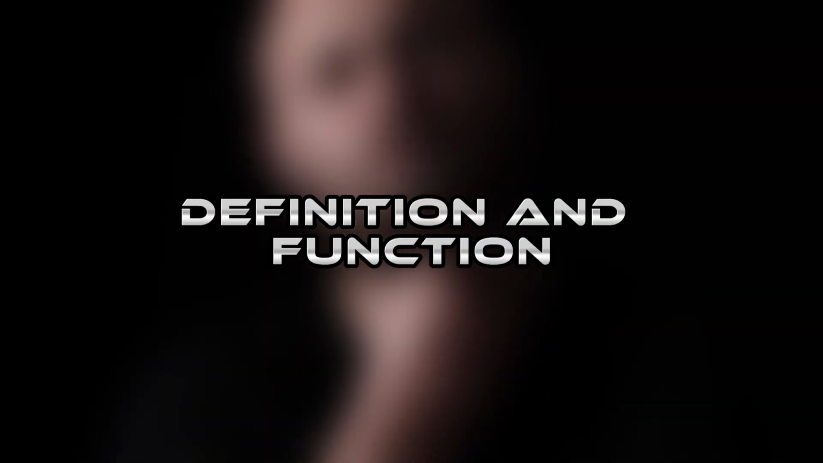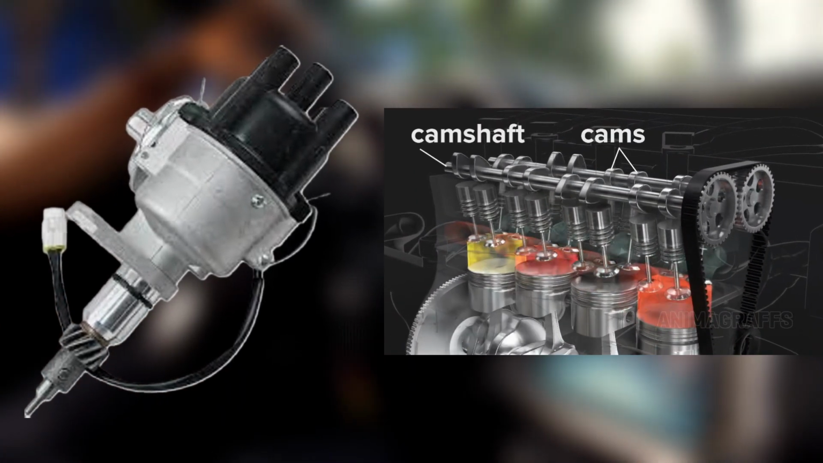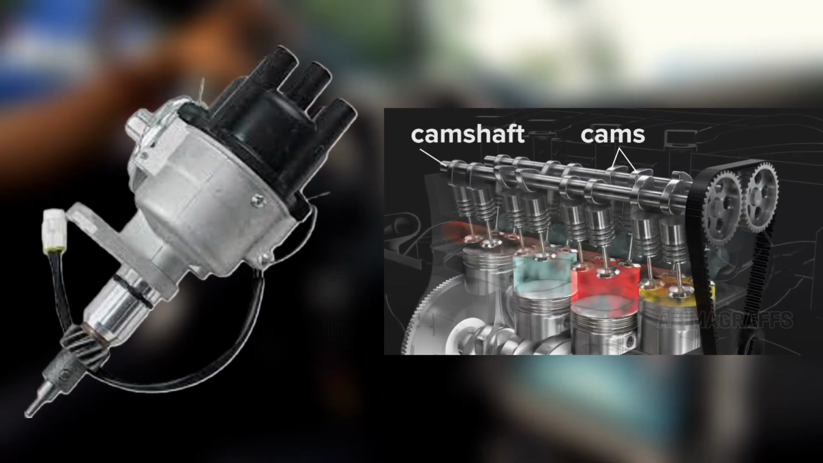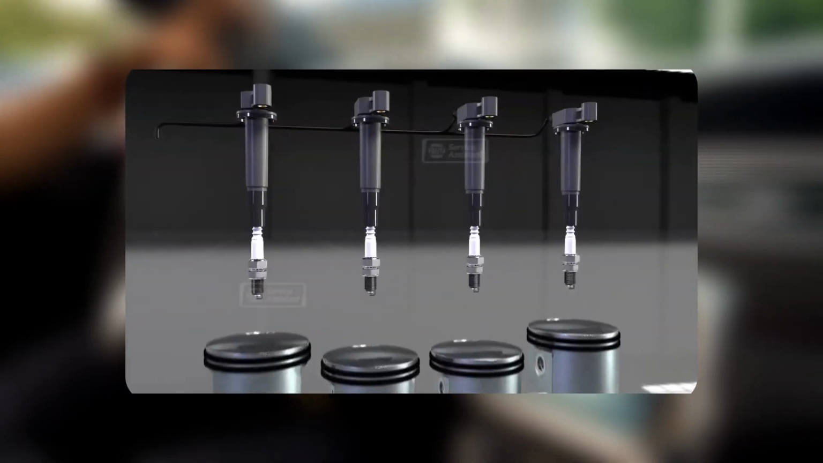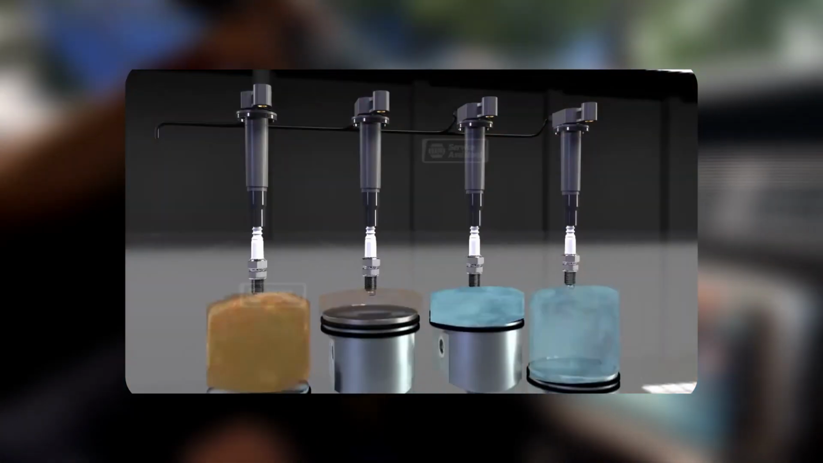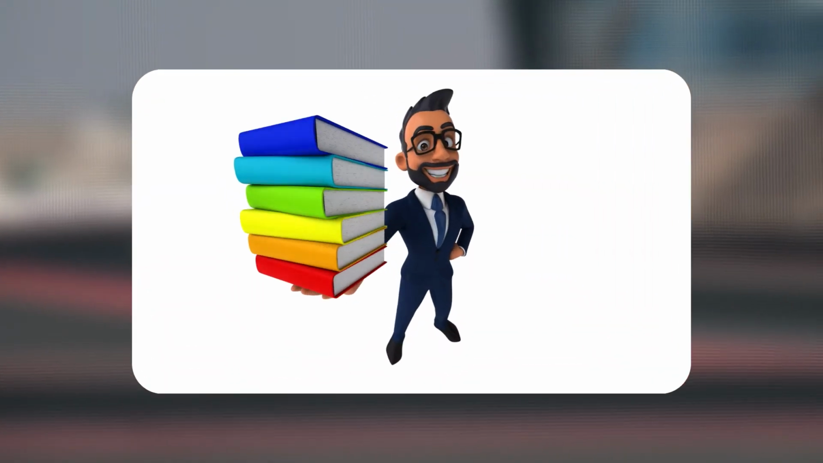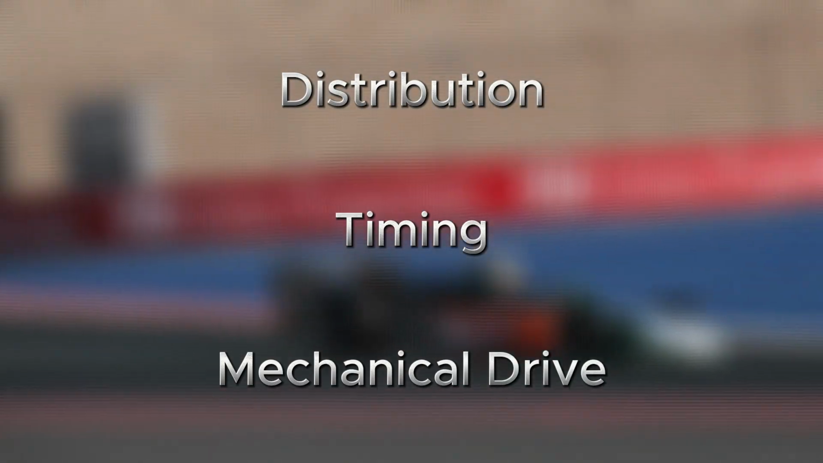Definition and function. A distributor is an electromechanical device driven by the engine's camshaft that serves as a rotating high-voltage switch. It synchronizes the ignition process by ensuring that the electrical energy from the ignition coil is delivered to the correct cylinder spark plug at the exact moment of ignition timing. The distributor performs three main functions: distribution, timing, and mechanical drive.